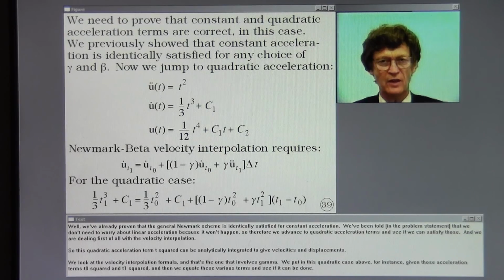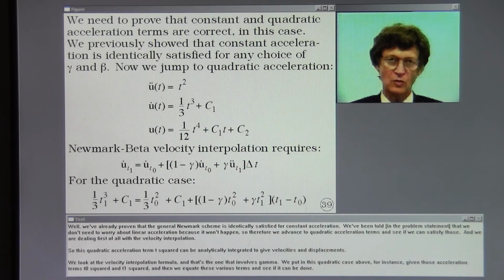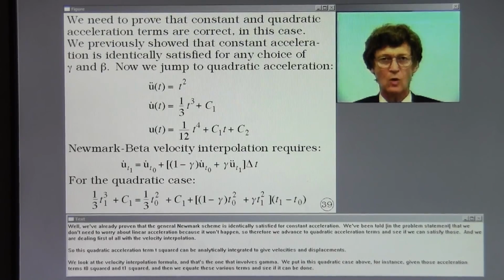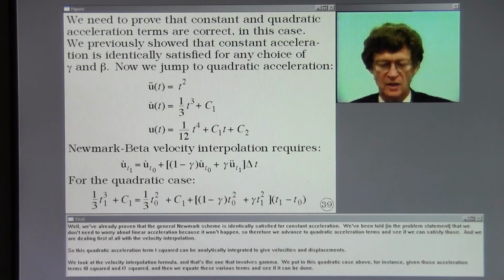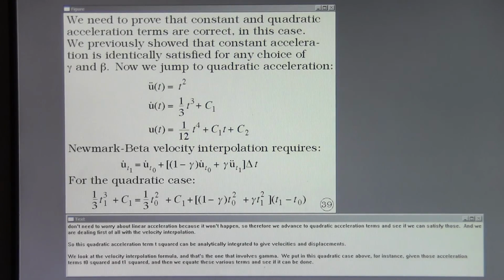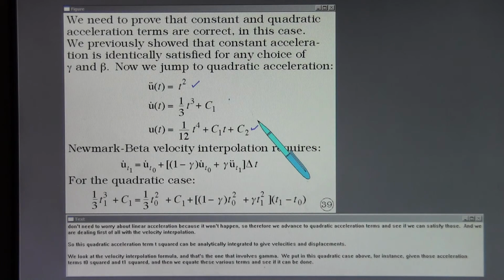Well, we've already proven that the general Newmark scheme is identically satisfied for constant acceleration. We've been told that we don't need to worry about linear acceleration because it won't happen. So therefore we advance to quadratic acceleration terms and see if we can satisfy those when we're dealing first of all with the velocity interpolation. So this quadratic acceleration term t squared can be analytically integrated to give velocities and displacements. We look at the velocity interpolation formula, and that's the one that involves gamma. We put in this quadratic case up above, for instance, giving these acceleration terms t0 squared and t1 squared. And then we equate these various terms and see if it can be done.